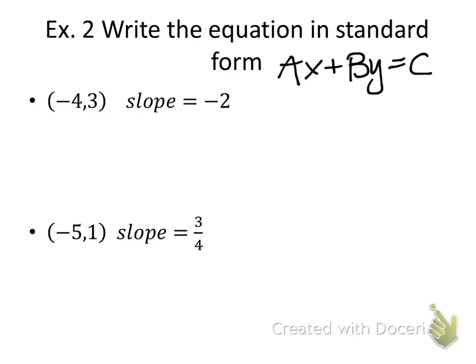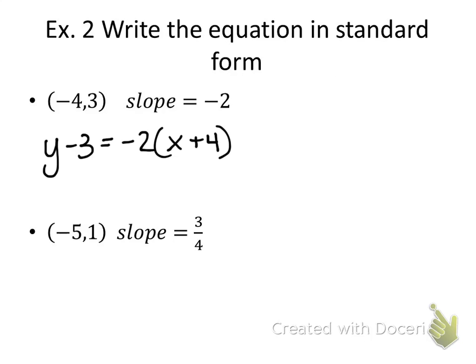A point and a slope, the easiest way to do this is put it in point-slope form. So I'm going to say y minus 3 is equal to negative 2 times x plus 4. I made that double negative a positive. So once I put the equation in point-slope form, I'm just going to solve the equation out, because if you notice, I'm going to have every piece I need for my standard equation, which is ax plus by equals c.